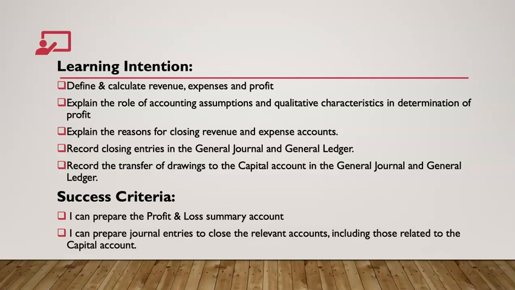Can you explain the reasons for closing revenue and expense accounts? Can you record closing entries in the general journal and general ledger? And can you record the transfer of drawings to a capital account in the general journal and general ledger? If you can do all those 3 things and practice with your textbook questions, you will leave having achieved the success criteria, and you will have been able to prepare profit and loss summary accounts, and you can prepare journal entries to close these relevant accounts, including the capital account. What does that all mean? Let's start learning how to close the general ledger.